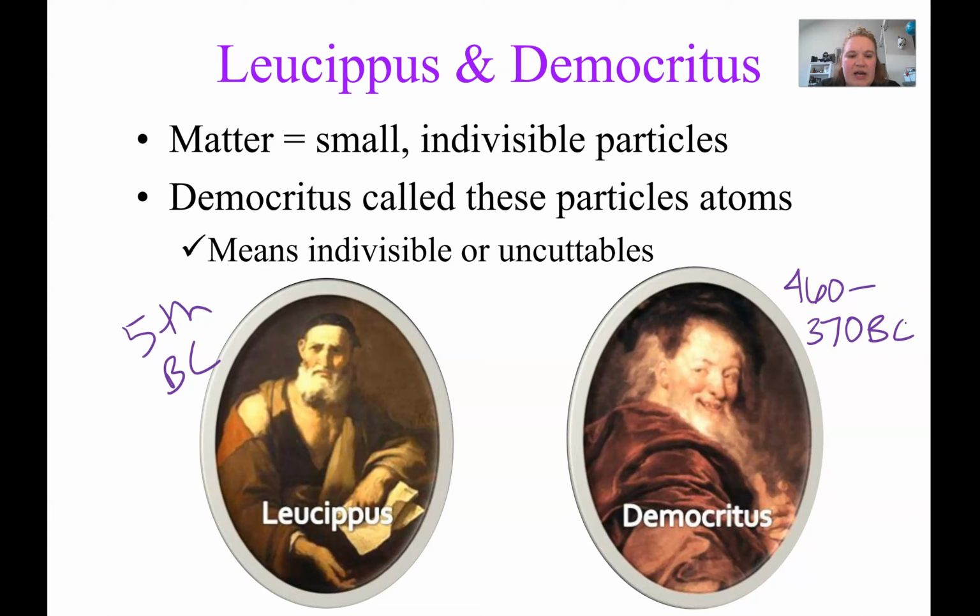And these two guys were the ones that first said that matter is made up of small, indivisible particles, so small pieces that can't be broken up any further. What they really said was that if you take a piece of paper and you rip it in half, and then you rip it in half, and you keep on going, you'll eventually reach a piece that can't be broken down any further. And Democritus gave that a name. He called it an atom. So literally, an atom means indivisible or uncuttable.